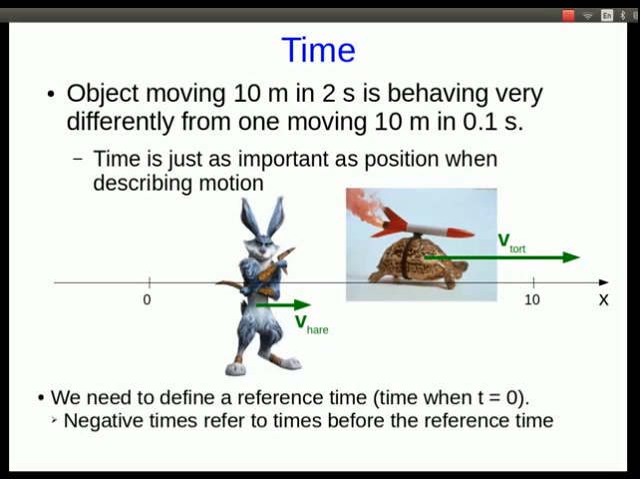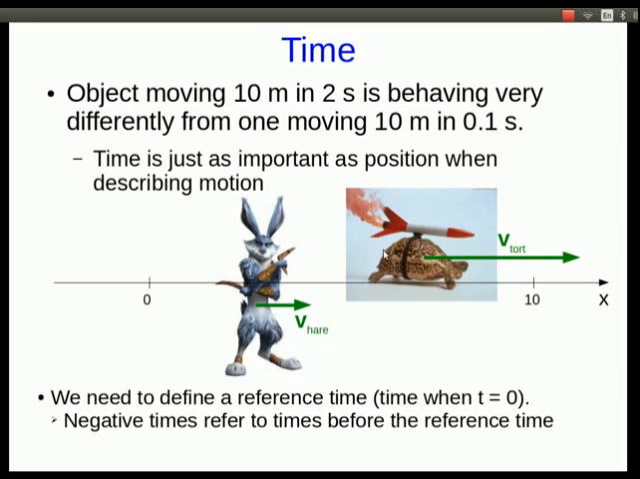Now let's talk briefly about time. Time is just as important as position when we're describing motion. Just think about this hare. Let's say this hare moves 10 meters in 2 seconds. Well, it's behaving quite differently from this tortoise that goes the same 10 meters in 0.1 seconds. So time matters. And a lot of the same ideas apply.